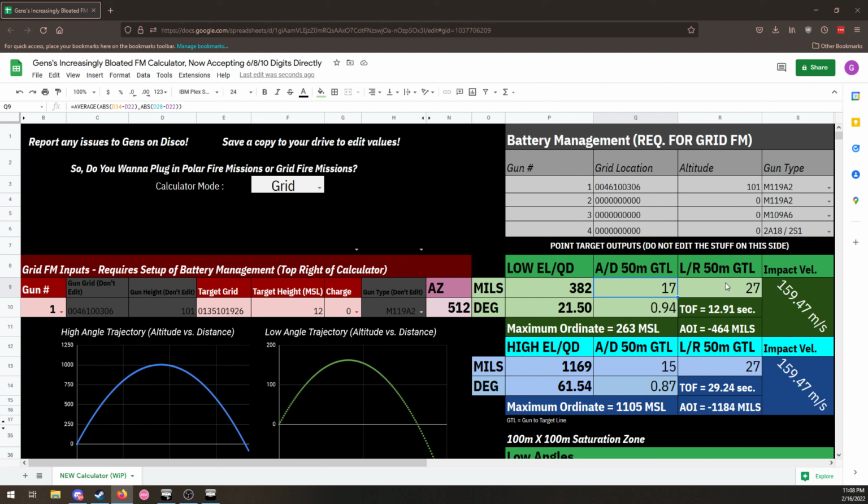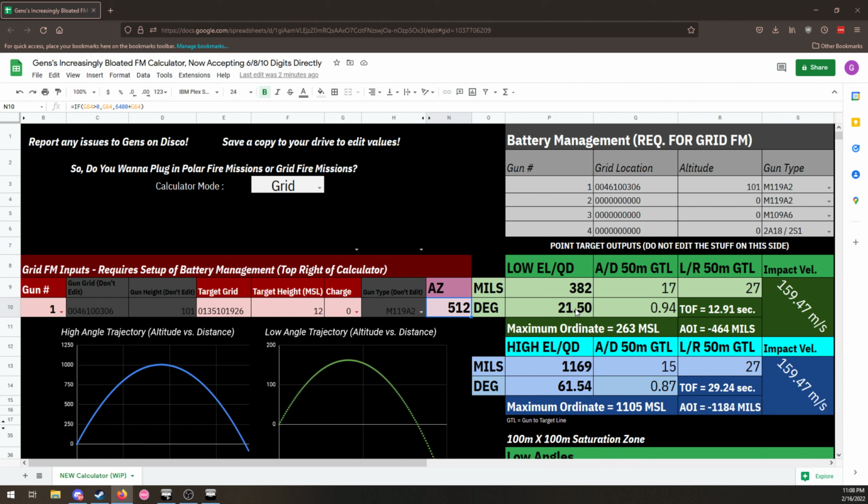Additionally, we have a left-right adjustment along the gun to target line here. That means 27 mils left on the azimuth, so our azimuth here automatically computes when we're in grid mode. It is 512. So we could go left 27 mils to, what would that be? 512 minus 27. 12 minus 27 is 15. So then 15 off of 500 becomes 485. So yeah, 485 or 539. That would be 50 meters left to right.